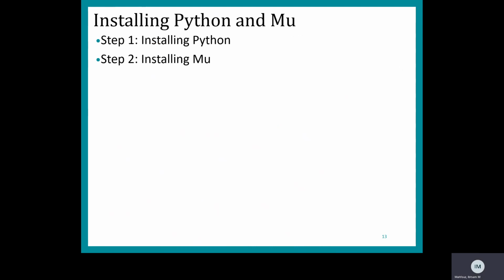Now, what I want to show you now is 2 things that you will need to install for this class. I want you to get them installed on your machine before next class, because next class we'll be starting to write code. So we need Python, the Python interpreter, and there's another piece of software called Mu, which is an IDE, an integrated development environment, which helps us write code in a user-friendly way.